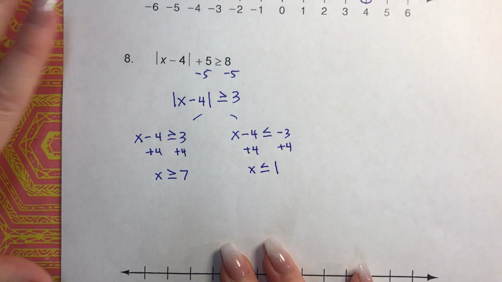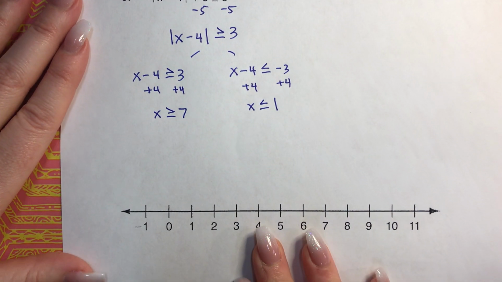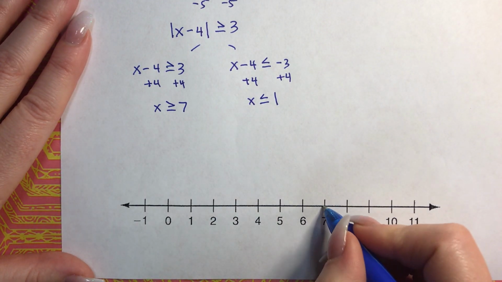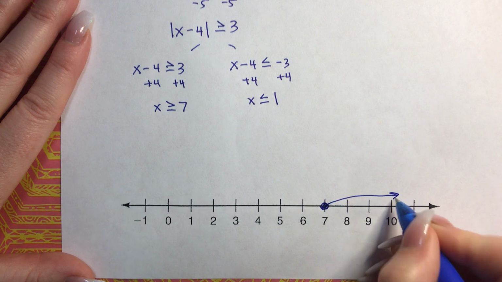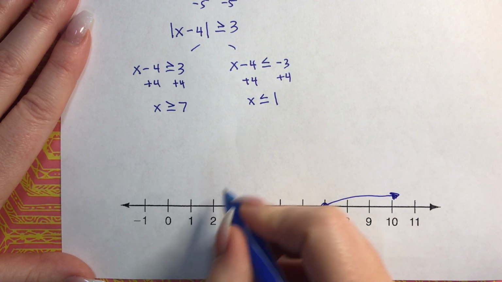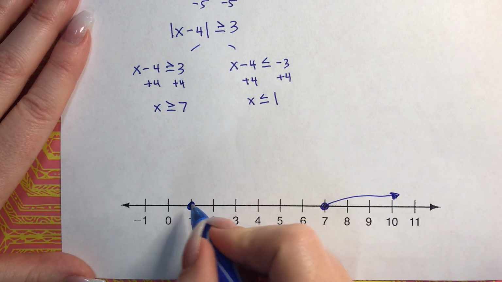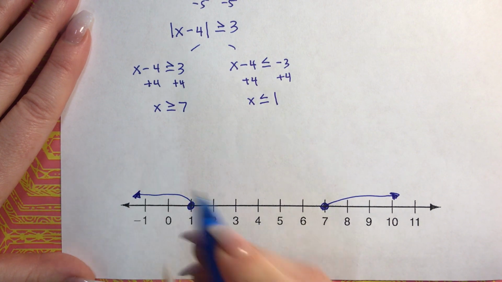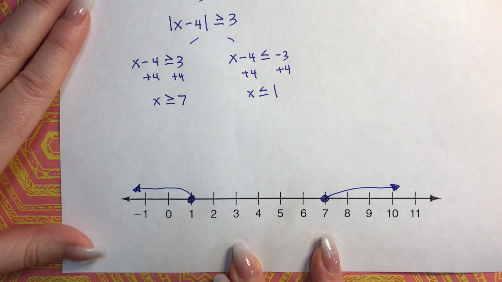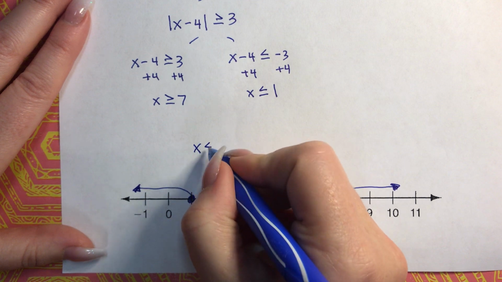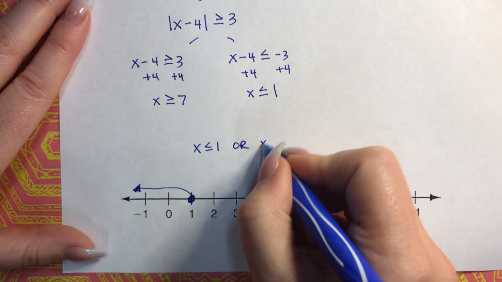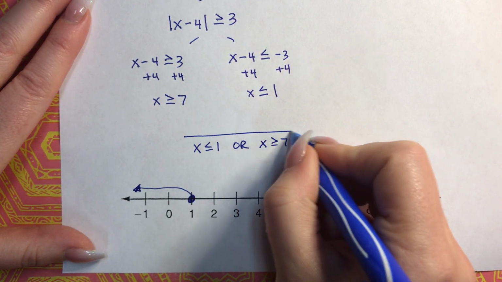Okay, now we just need to interpret the results. Okay, so I'm going to go to 7. It's a closed circle. x is greater than 7, and go to 1. It's also a closed circle, and x is less than. And this looks like an OR shape. So we're going to write the smaller first. x is less than or equal to 1, or x is greater than or equal to 7.